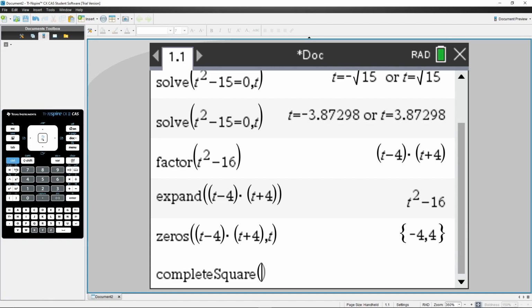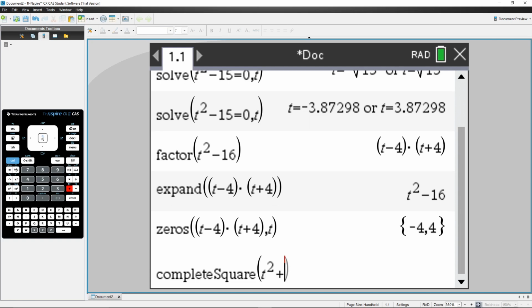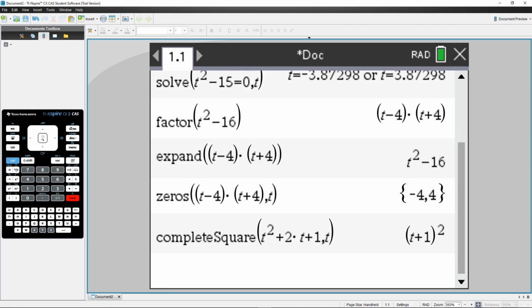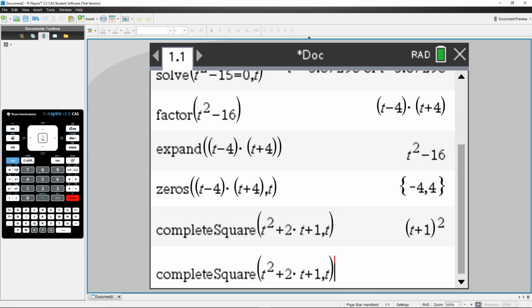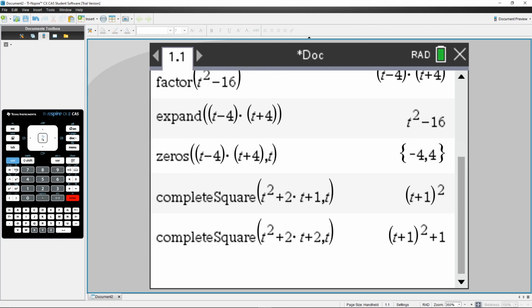And so the way you would use this function is, let's try it with t squared plus 2t plus 1, and again, I missed that, comma t. And this is actually a perfect factoring already. In this case, let's try changing this to 2. Let's see how it reacts to that. So now you notice how it's saying that if I separate the 1, so I just get t squared plus 2t plus 1, then it'll factor to t plus 1 squared plus 1.